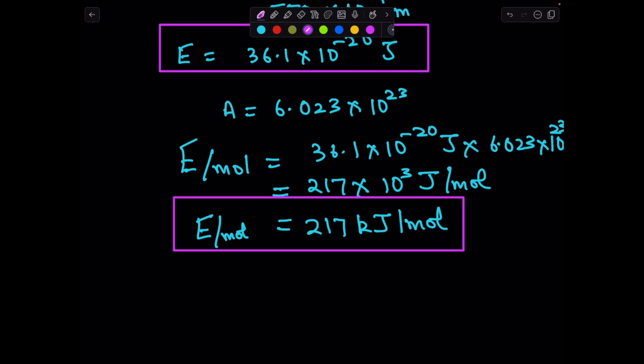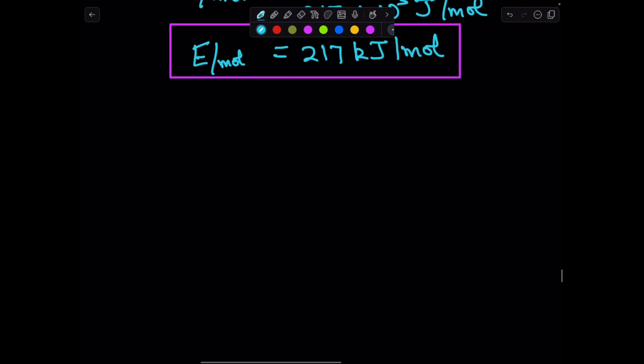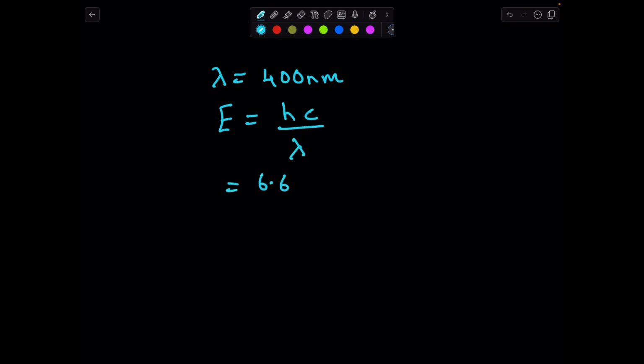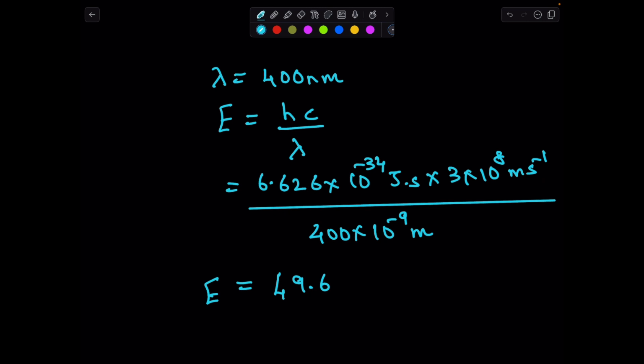Now the next part, when lambda equals 400 nanometers, the energy is hc over lambda, which is 6.626 times 10 to the negative 34 joules second times 3 times 10 to the power 8 meters per second divided by 400 times 10 to the negative 9 meters, which gives us E equals 49.6 times 10 to the negative 20 joules.